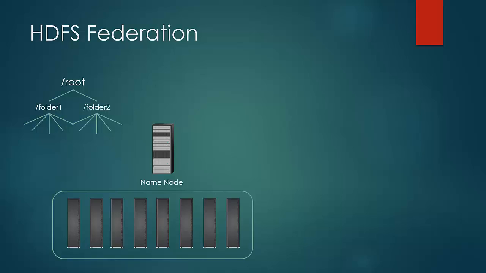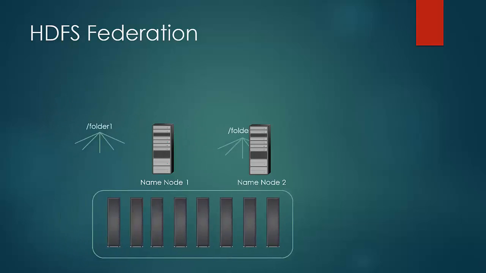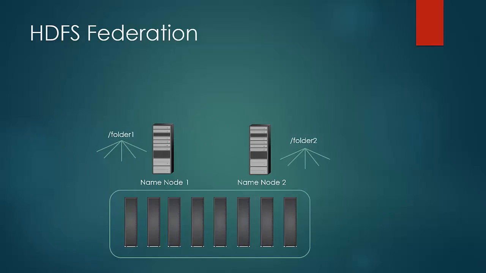Under Federation, a new name node can be added and the file tree structures and the block pool can be divided between the name nodes. Thus, each name node has to manage only the pool of blocks it is associated with and not the complete pool, thus reducing the load on a name node. It is to be observed that the same data node can be associated with different name nodes at the same time, and the failure of one name node won't affect the other name node. For example, if name node 2 goes down, the files in folder 1 would still be accessible.